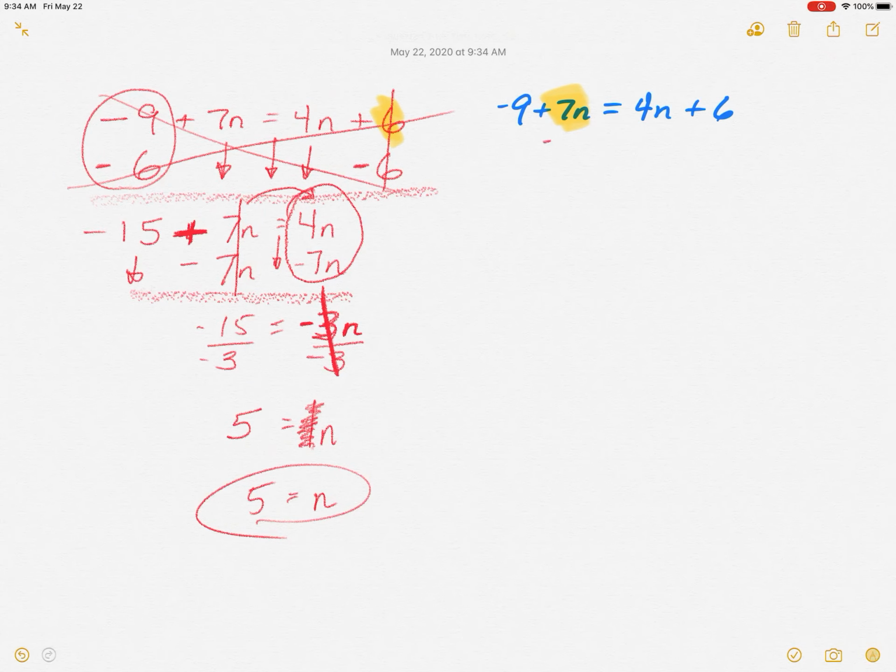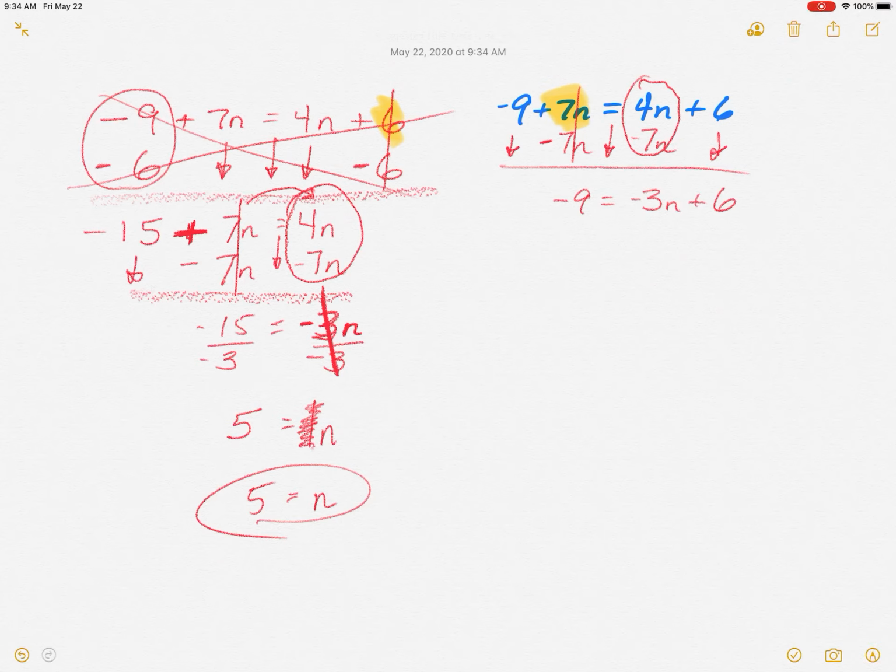So we're going to start by subtracting 7n. If we subtract 7n on this side of the equation, we need to subtract 7n on this side of the equation. 7n minus 7n equals nothing. I'm going to bring down everything else. So I've got a negative 9 over here. Bring down my equal sign. I'm going to combine these like terms, and 4n minus 7n equals a negative 3n. And then I'm going to bring down my positive plus 6.